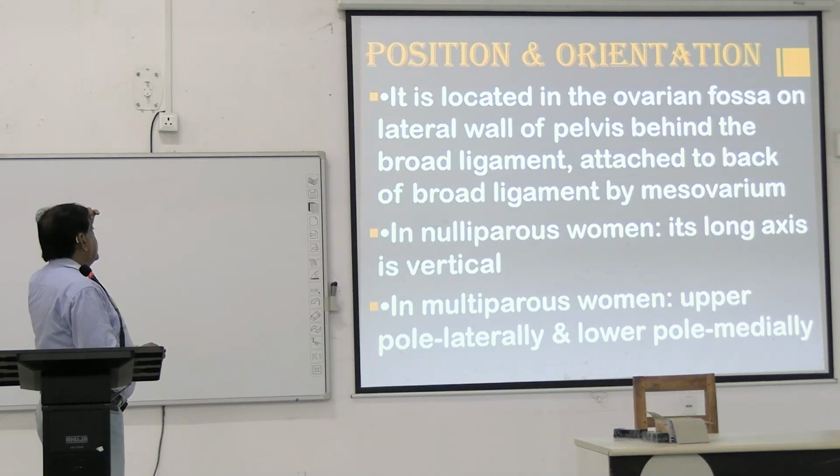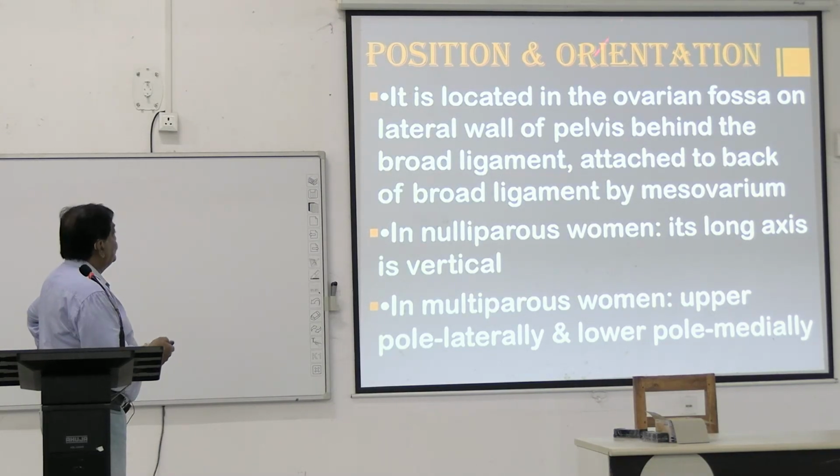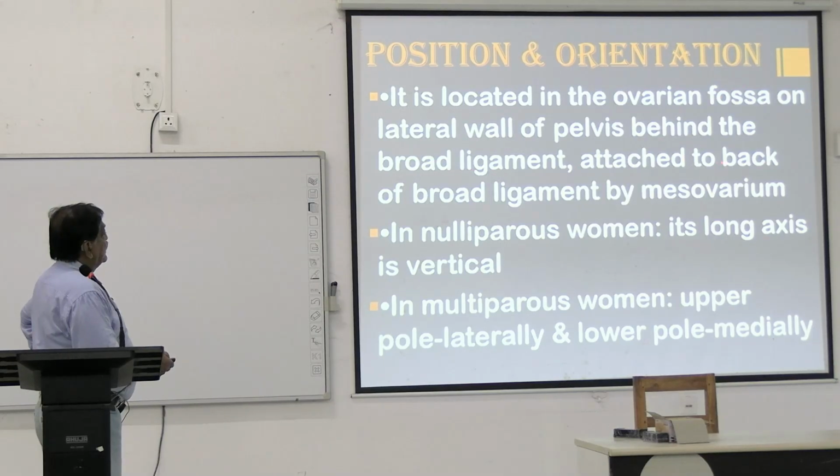Now, position and orientation: it is located in the ovarian fossa on the lateral wall of the pelvis, behind the broad ligament, attached to the back of the broad ligament by the mesovarium. In nulliparous women, its long axis is vertical. In multiparous women, upper pole lateral and lower pole medial.